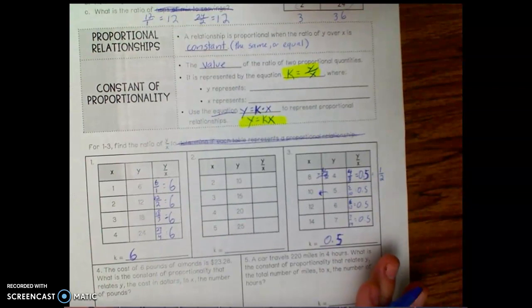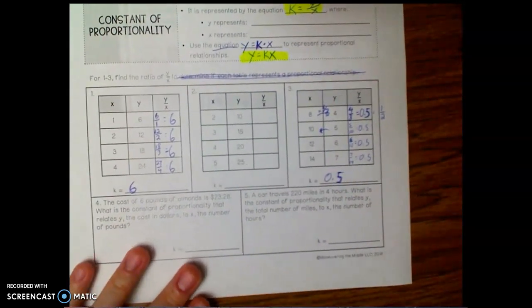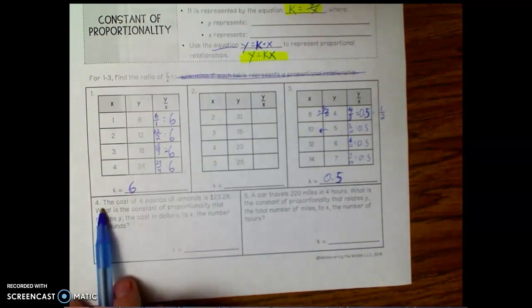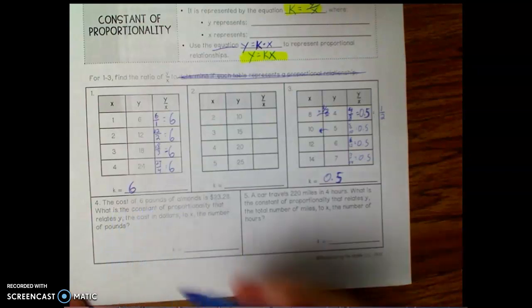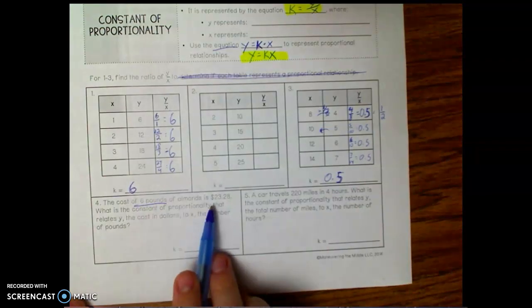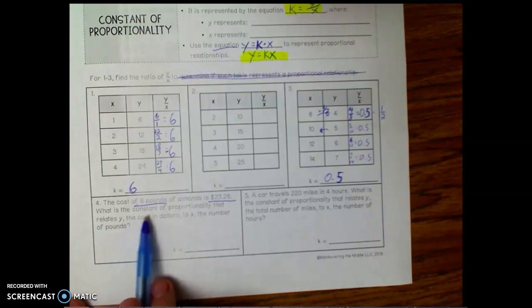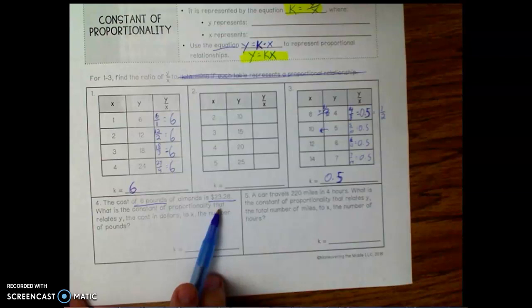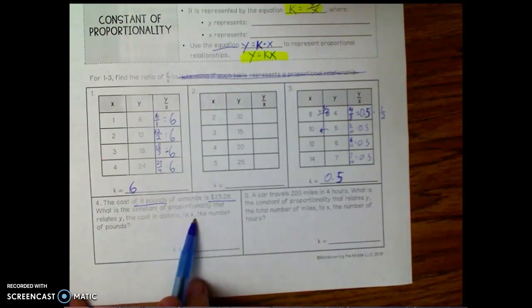Now that we know how to find a constant, let's look at a story problem and see if we can find the constant. Number 4 says the cost of 6 pounds of almonds is $23.28. What is the constant of proportionality? Okay, we're looking for K that relates Y, the number of dollars, to X, the number of pounds.